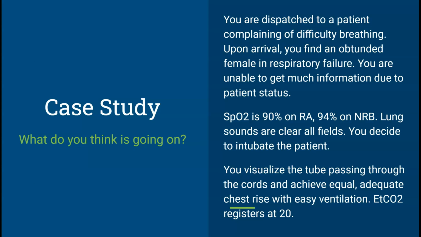All right, so we're going to revisit this case study again, and we're going to see if you guys remember anything I just talked about. You have an obtunded female in respiratory failure, and you have no way to get information due to the patient's status. 90% on room air, 94% on non-rebreather. All lung sounds are clear. You decide to intubate. You see the tube pass. You get equal, adequate chest rise and easy ventilation, but the end tidal registers at 20. What do you think is going on?